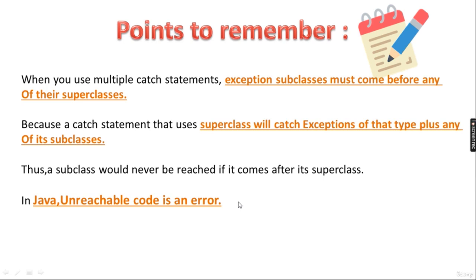That next exception after the exception class will never be reached. In that case, unreachable code will occur, and this is treated as an error, and this will give you a compile time error.